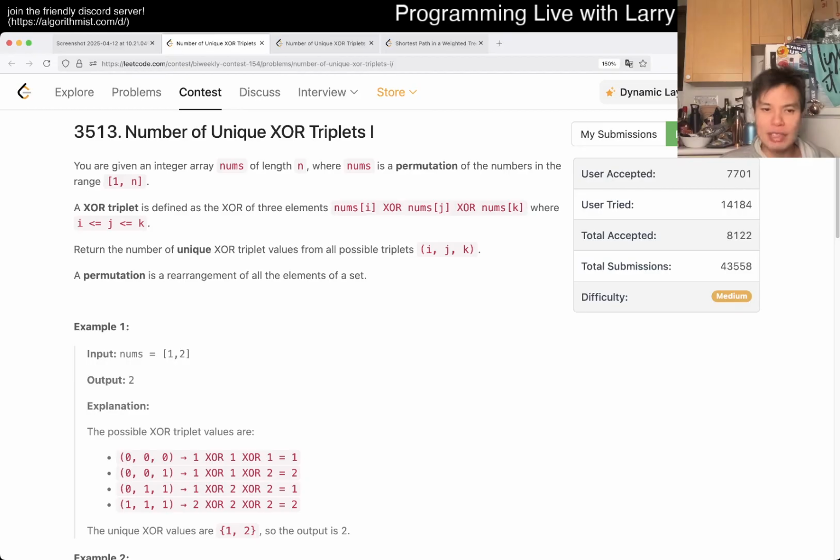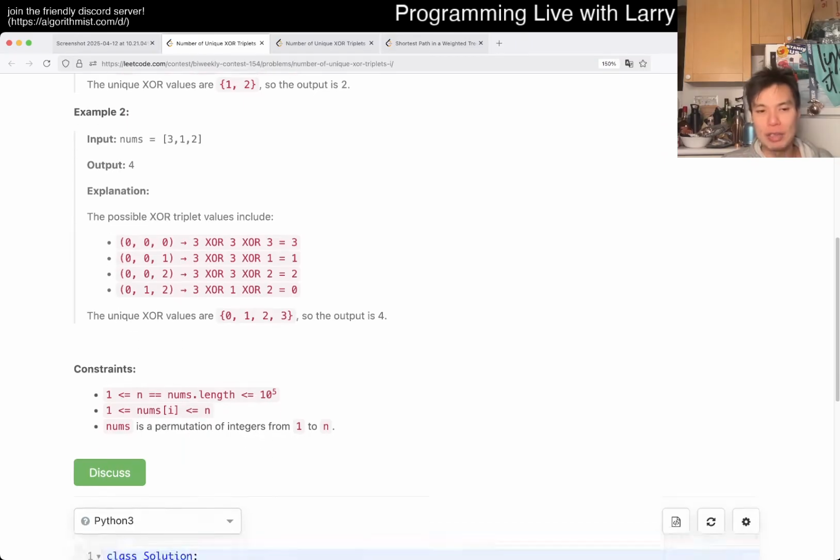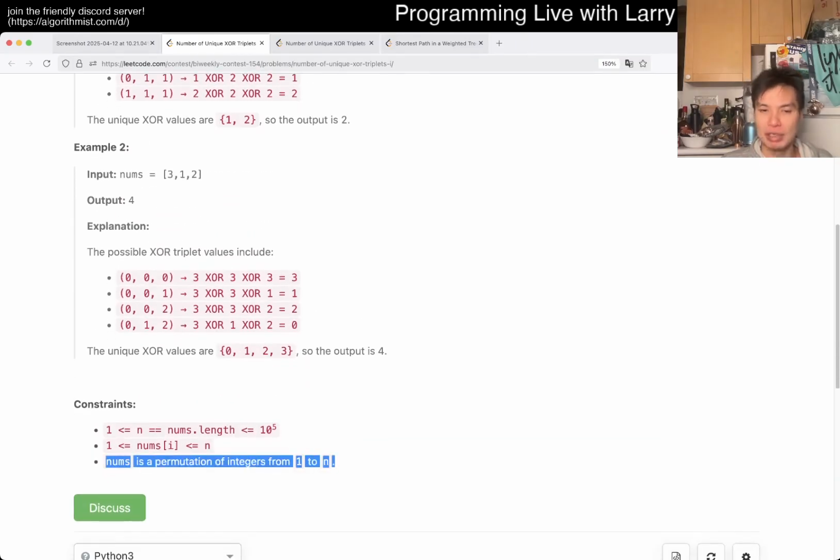I think the tempting thing to do is of course just do a linear, like an n cube thing, but of course n is too big, so you can't do it. N is a little bit small, but the key thing is that it is a permutation.